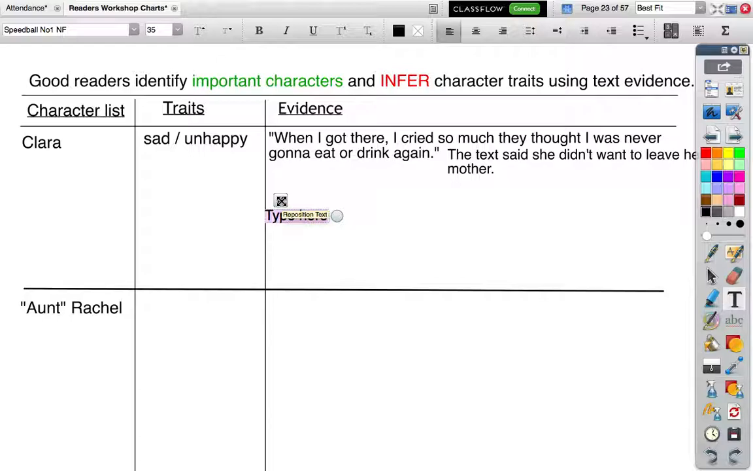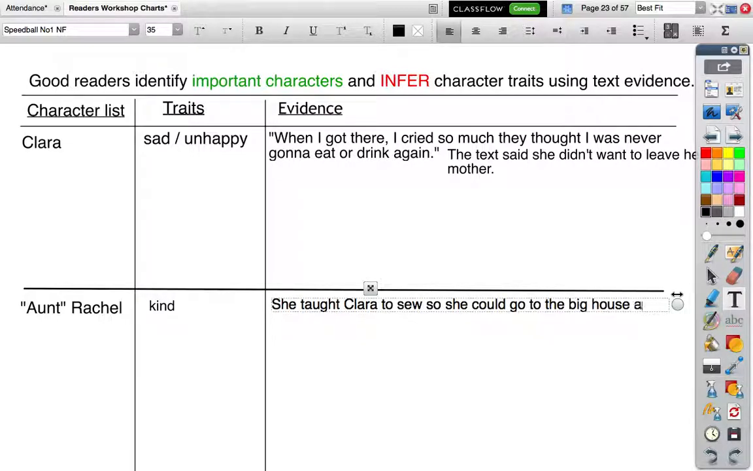What's a trait of Aunt Rachel? Sophie, what's a trait of Aunt Rachel? Okay, so we could say Aunt Rachel's kind. What is our evidence that Aunt Rachel's kind? Oh, it would be lovely if I saw some different people's hands up. Lisa, what's evidence? She was kind because she taught her to sew, and Dad made her go in the big house. And she won't have to work in the field anymore. Yeah. Good. And that's what I have in mind.